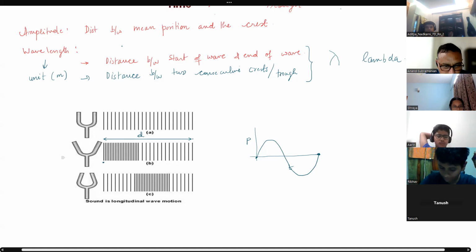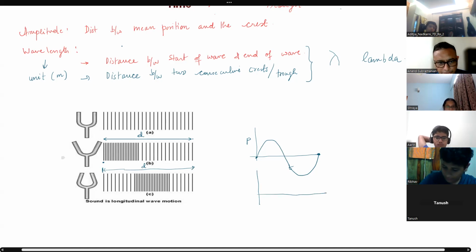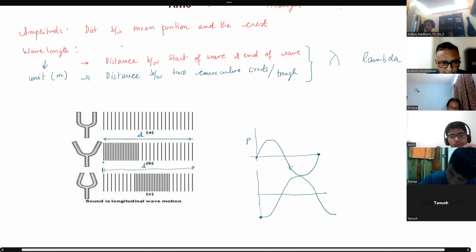It is also this: see, this is one trough here, the beginning of the trough, and this is the second trough, trough to trough. So this distance also is lambda. If I were to draw this diagram here, this is one trough, then there is a peak, then there is a trough. So if you see, this point and this point are one and the same. Okay, hold on.